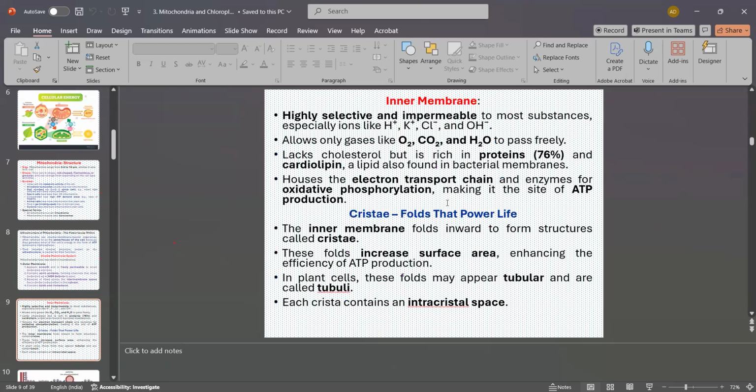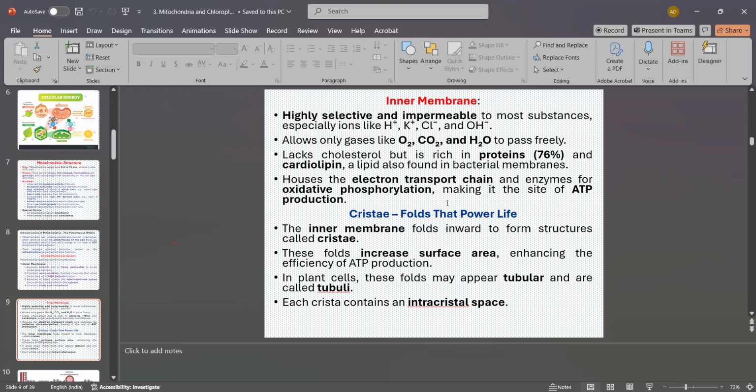That is also one part. Then the inner membrane is highly selective and impermeable to most substances, especially ions like hydrogen, potassium, chlorine, and hydroxide. It allows only gases like oxygen, carbon dioxide, and water to pass freely. It lacks cholesterol, but is rich in proteins, 76%. Cardiolipin is a lipid also found in bacterial membranes. It houses the electron transport chain and enzymes for oxidative phosphorylation, making it the site of ATP production.